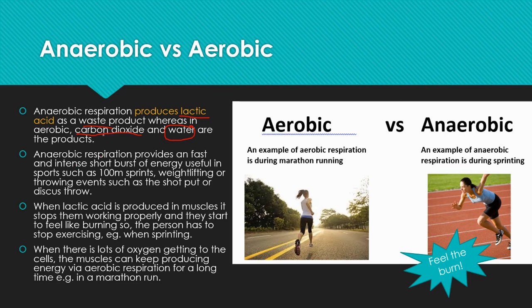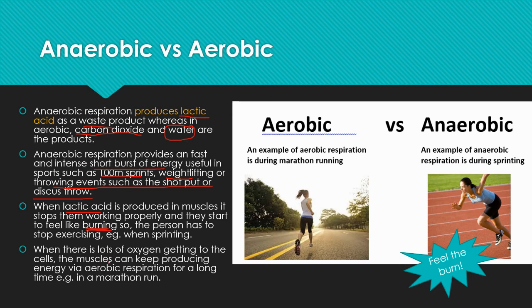Our blood carries the carbon dioxide back to the lungs and we breathe it out. Anaerobic respiration provides fast and intense short bursts of energy, useful in sports such as 100-meter sprints, weightlifting, or throwing events such as the shot put or the discus throw. When lactic acid is produced in the muscles, it stops them working properly and they start to feel like burning.